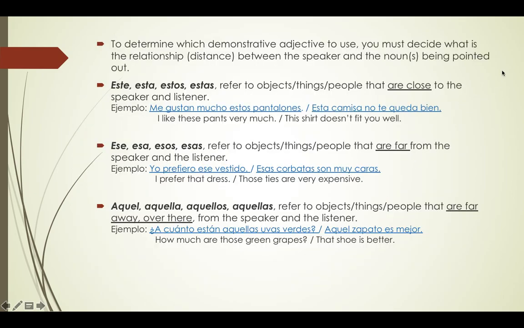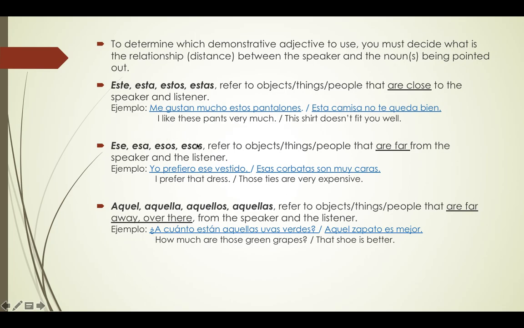To determine which demonstrative adjective to use, you must decide what is the relationship, the distance, between the speaker and the noun or nouns being pointed out. For example, este, esta, estos, estas, these are the closest ones, and refer to objects, things, or people that are close to the speaker and listener. Por ejemplo, me gustan mucho estos pantalones, o esta camisa no te queda bien. So I like these pants very much, or this shirt doesn't fit you well.